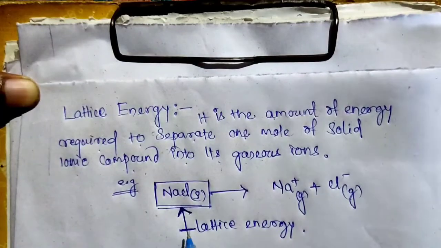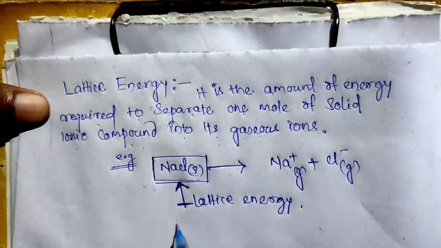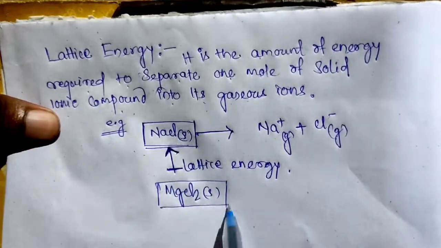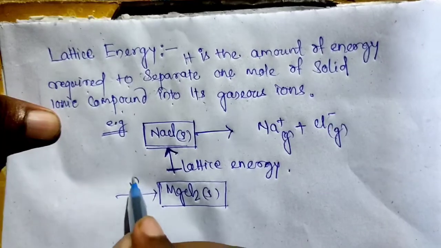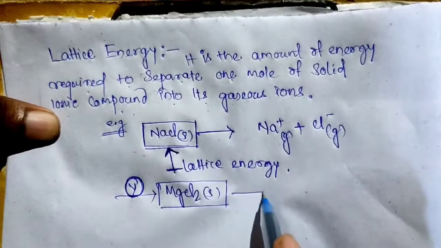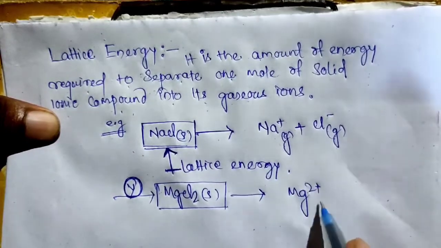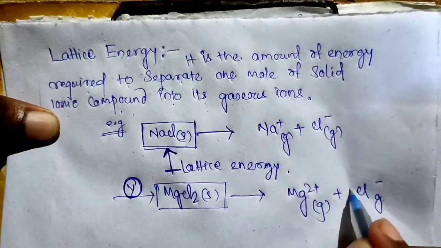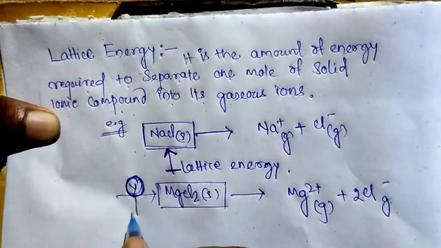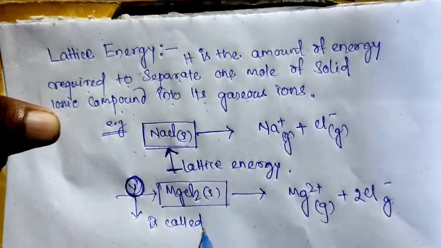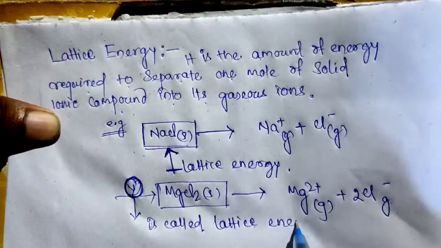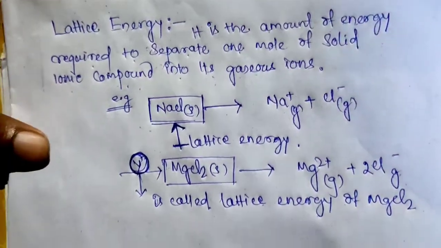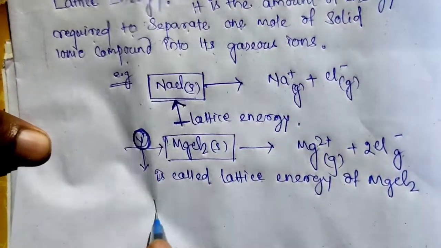Okay. Similarly, if we consider MgCl2, similarly, if it requires Y amount of energy to form Mg2 plus gaseous ion plus Cl minus gaseous ion, this Y amount of energy is called lattice energy of MgCl2.